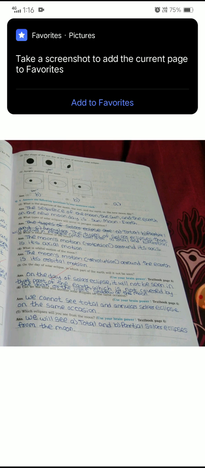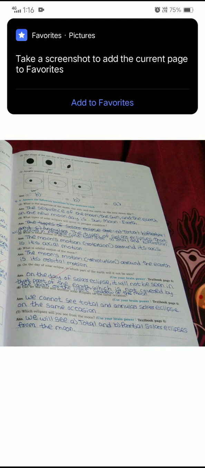What is axial motion of the moon? The moon's rotation around its axis is its axial motion. Fourth, what is orbital motion of the moon? The moon's revolution around the earth is its orbital motion.